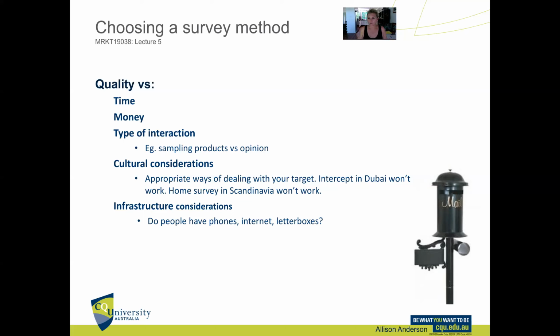So they're the sort of important things that you need to think about when you're thinking about who you really want to talk to. And infrastructure considerations. Do people have phones, internet, letterboxes? I think less than 10% of Indians have phones. So if you're going to do a phone survey in India, you're only going to get a set demographic of people, and it may not really be the people you're after. So you really have to think about who and how this is all going to work out for you. So there's a lot to think about when you're choosing a survey method.